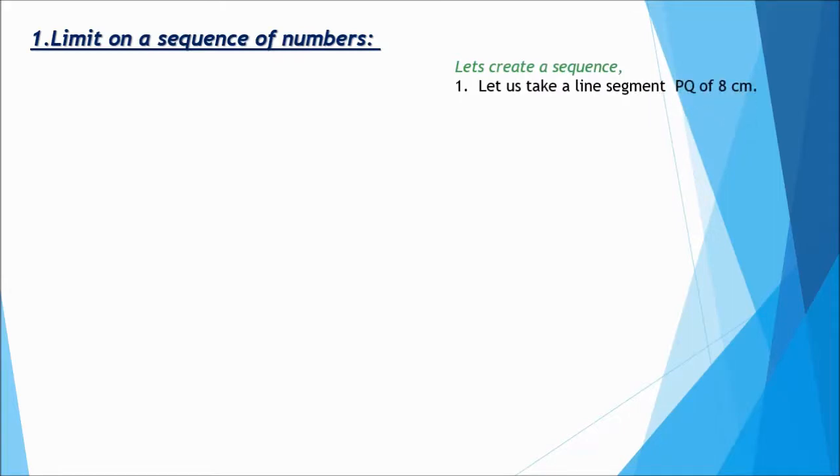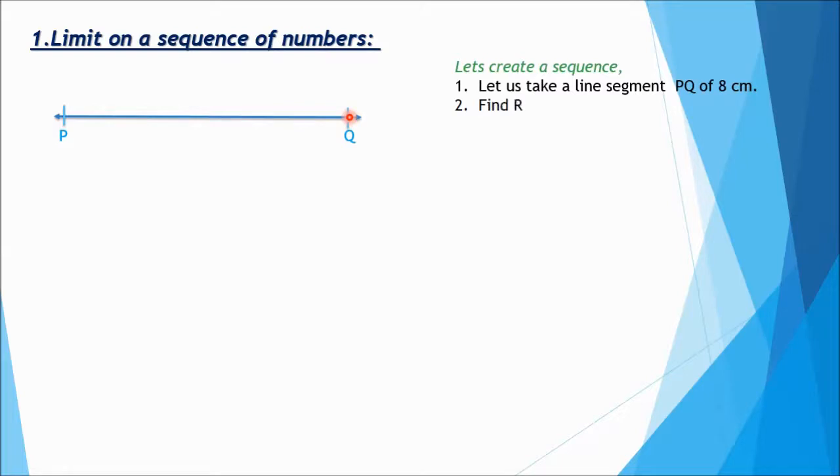Let us take a line segment PQ of 8 cm. We have to draw a line segment. You can see on your screen the line segment of 8 centimeter. Its name is PQ. You can see the P right there, and Q also. Now this PQ line is of 8 centimeter. Now what we have to do is to create a sequence.